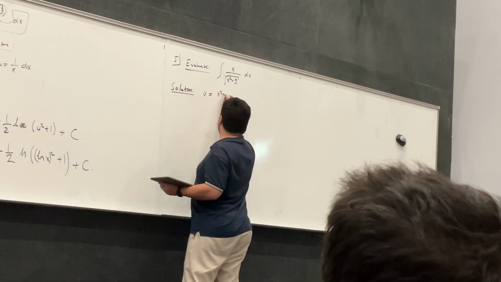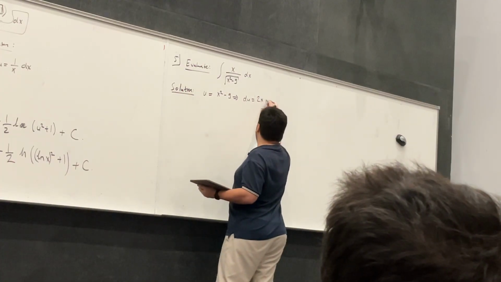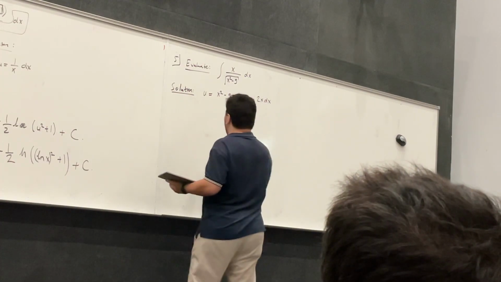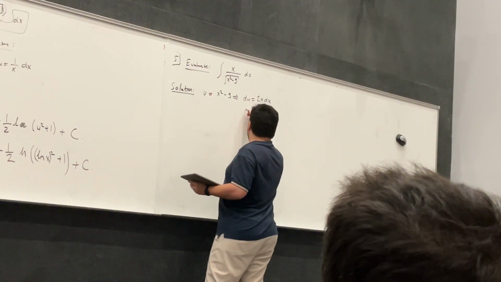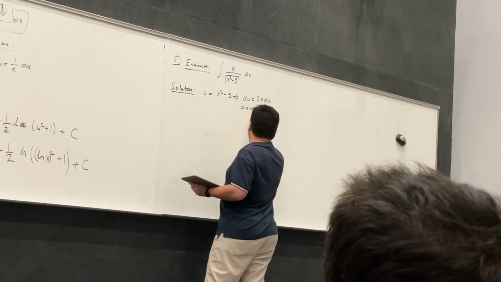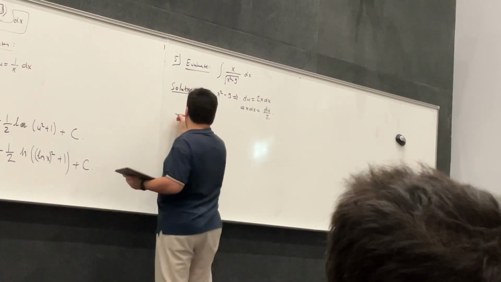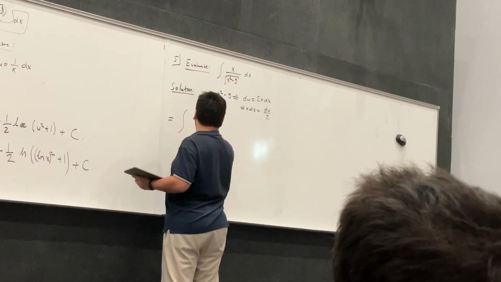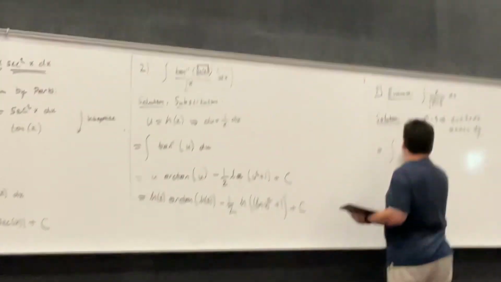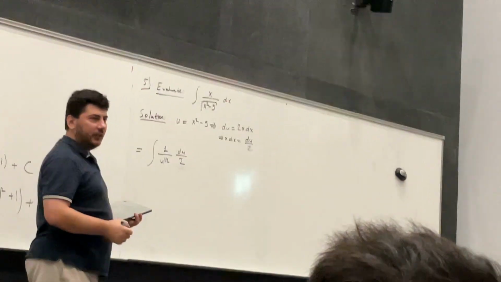Let's put u equal to x squared minus 9, which means du is going to be 2x dx. So therefore, x dx is going to be du over 2. Therefore, the integral now becomes du over 2. x is gone. u to the power 1 over... Am I right?